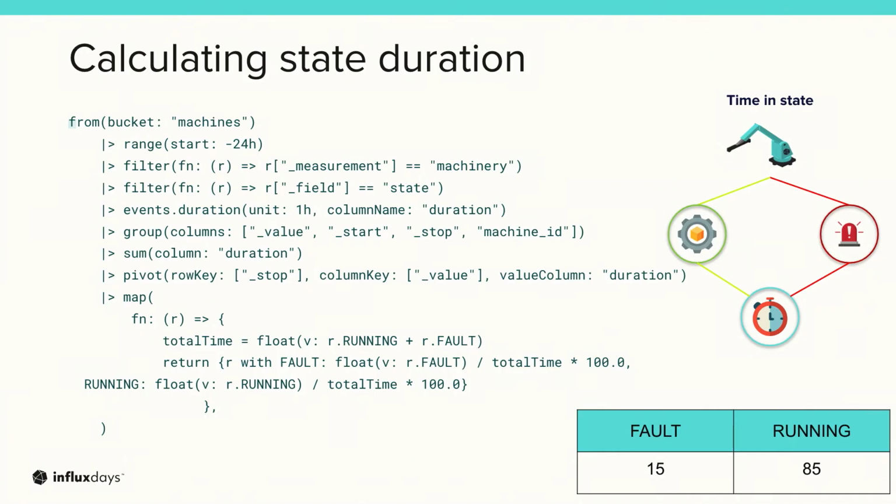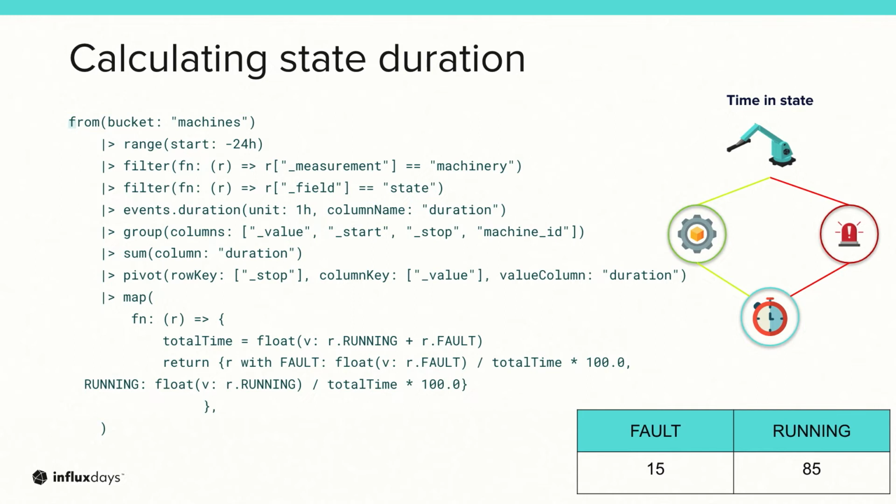First, we pull our data from our bucket machines. We take a 24-hour period of time. We're going to filter for our field state. And then we're going to use a function called event.duration. That's our secret sauce here. Essentially, what it's going to do is tell us how long a machine's been in a specific state in that field form using an hour duration.